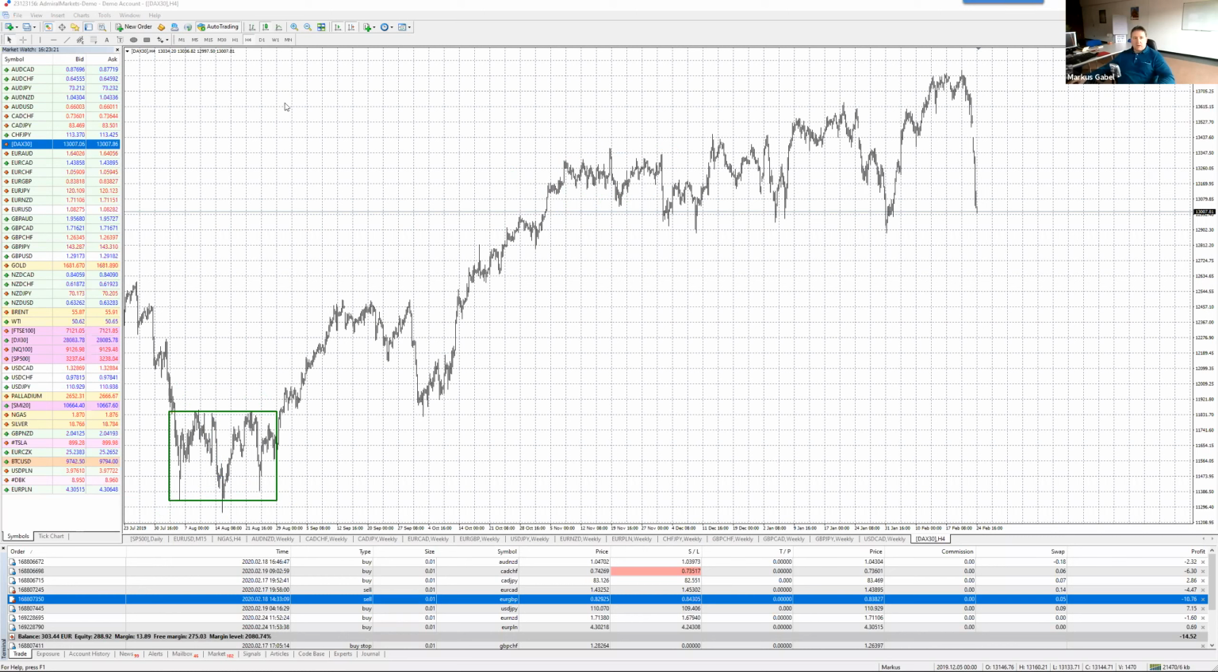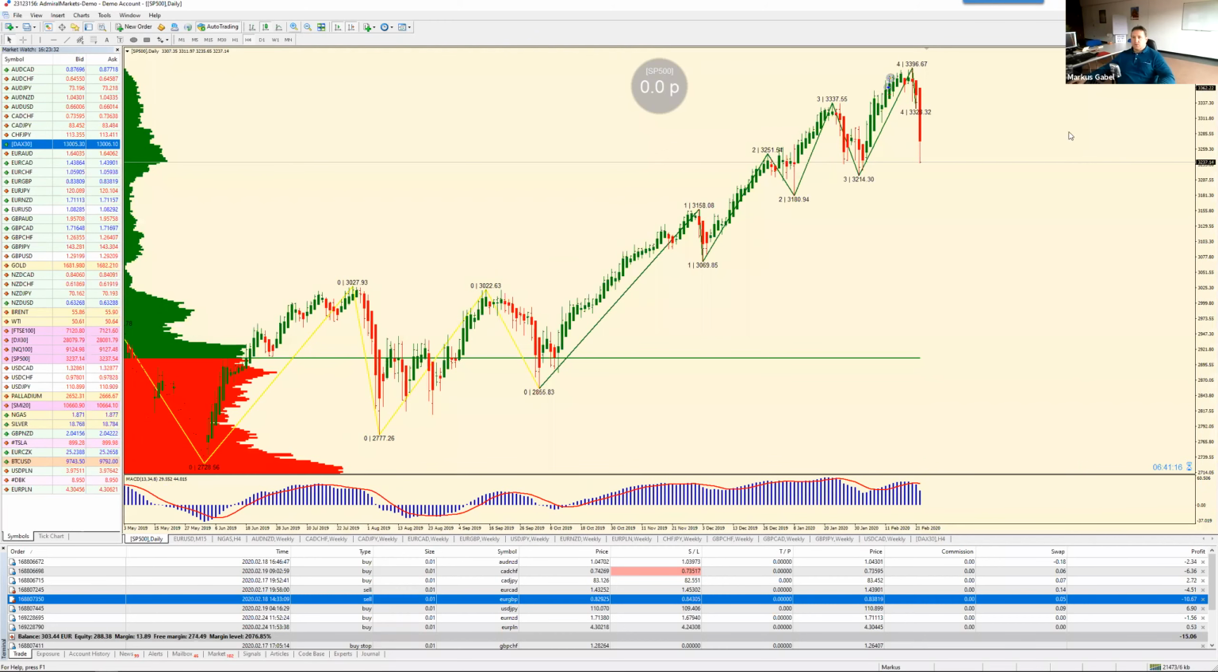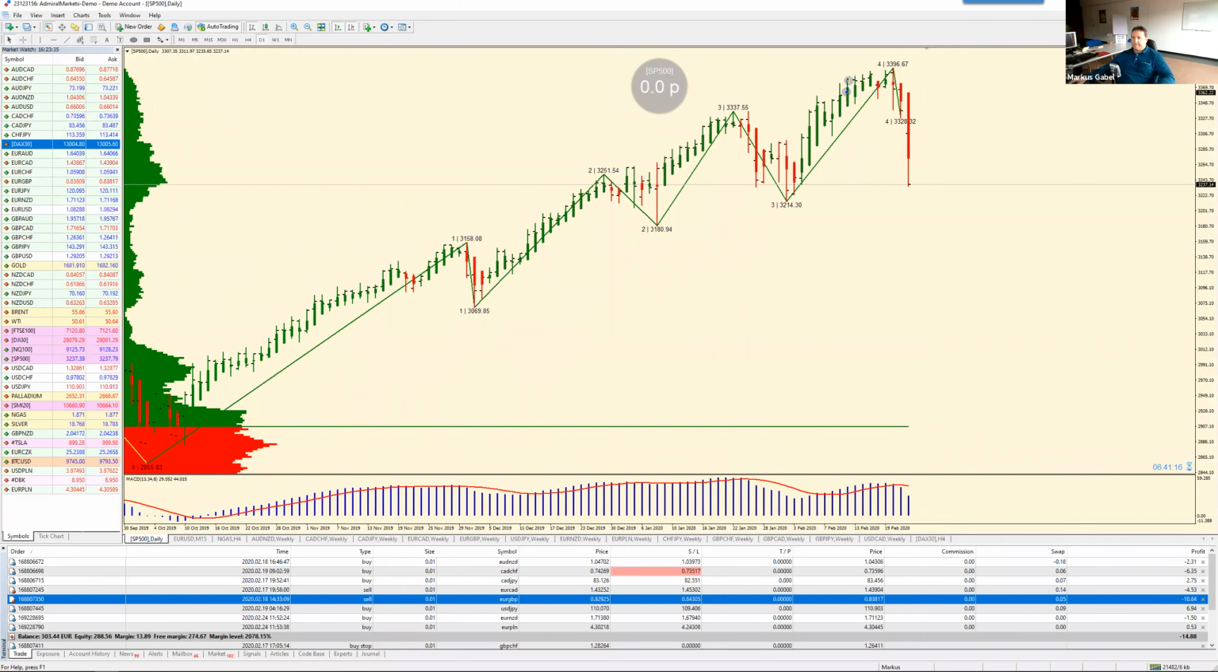So maybe let's see in the S&P 500, for example. So look at this one. This is live. So what happened here? Look here. Just take a look here. This one you can see is just like a resistance. And on the lower side, here you have the support. Can you see it here right now?